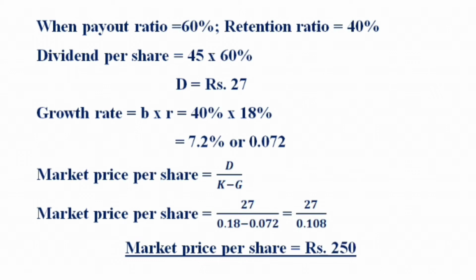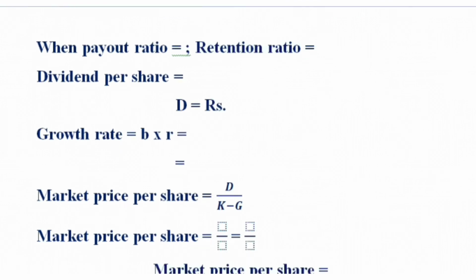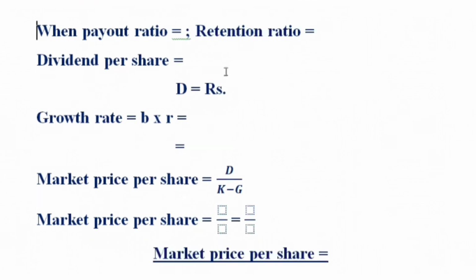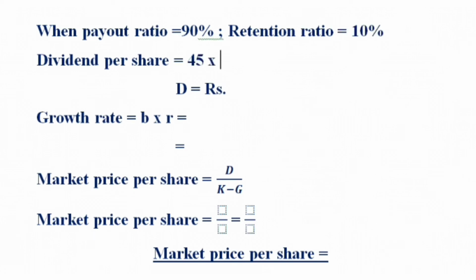Let me find out for one more payout ratio, that is the 90% payout ratio, so that we will confirm it for any type of payout ratio. We will get the same value of market price. So if the payout ratio is 90%, the remaining 10% will be termed as the retention ratio. So dividend per share is earning per share into payout ratio, 45 rupees into 90%.